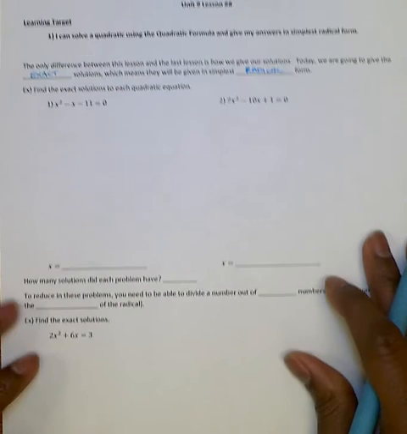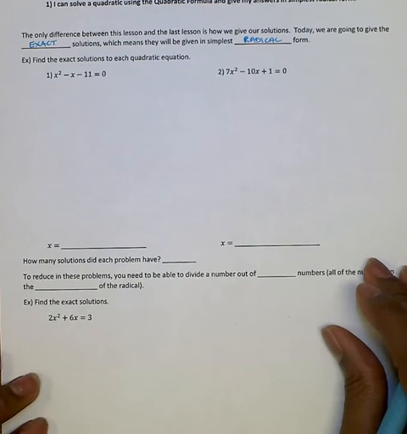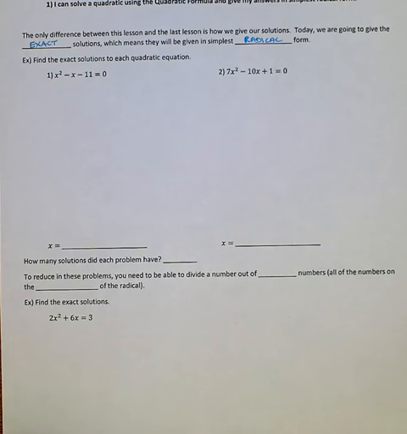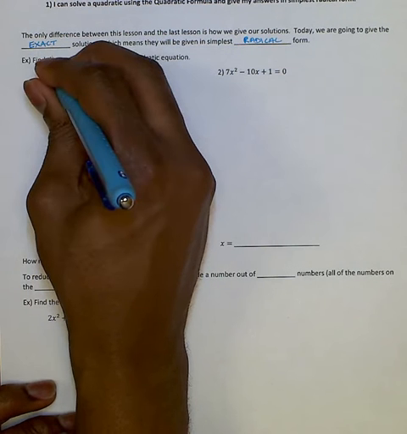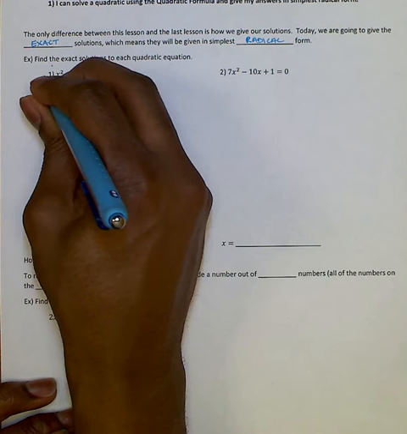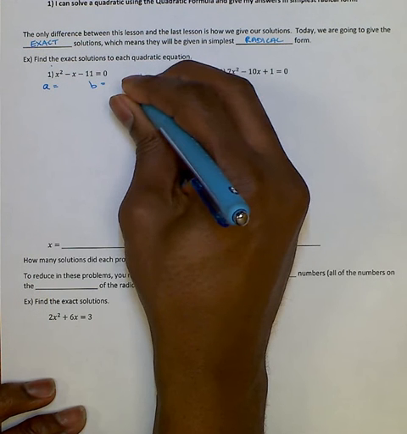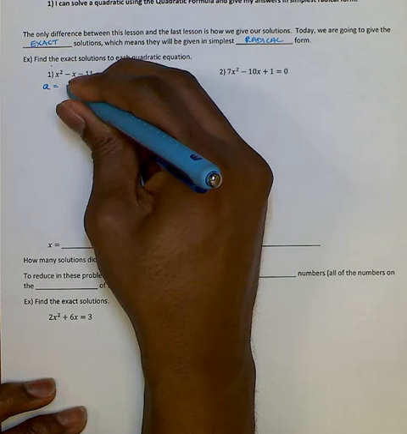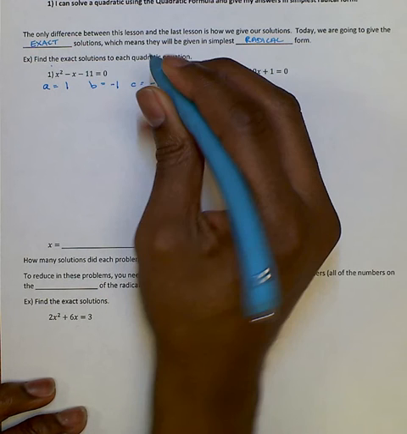Alright, so let's go through it. Nothing else will change. So to solve a quadratic, remember we want to identify A, B, and C because we will use the quadratic formula, which has us put those in place. So A is 1, B will be -1, C will be -11.